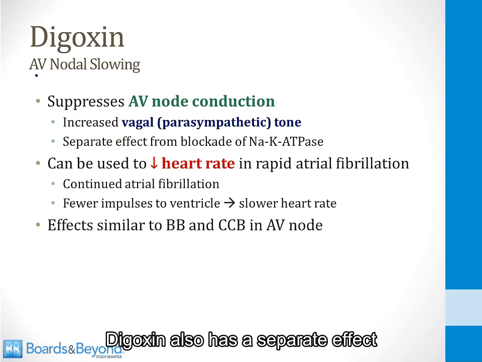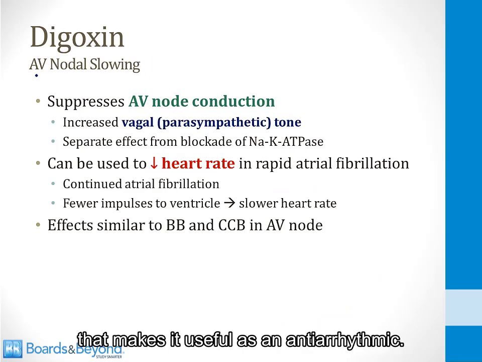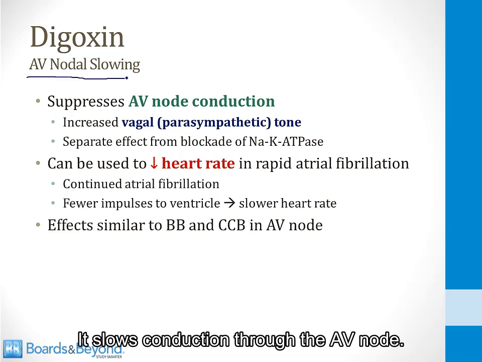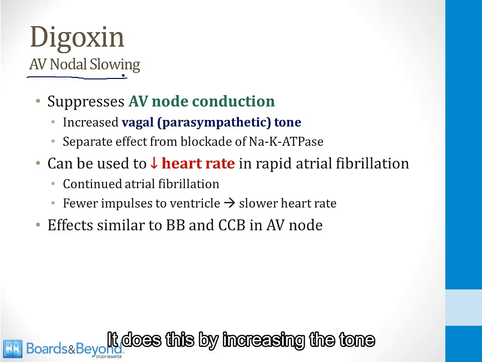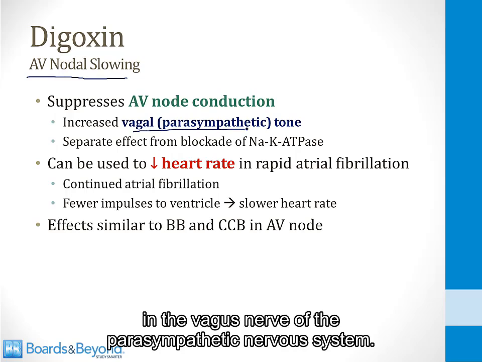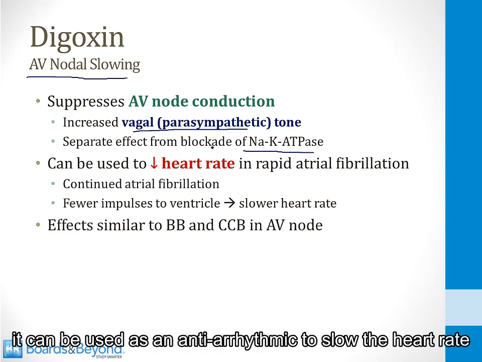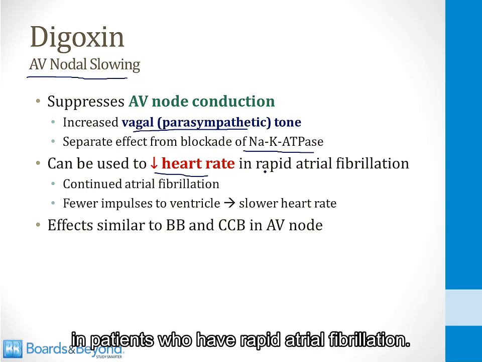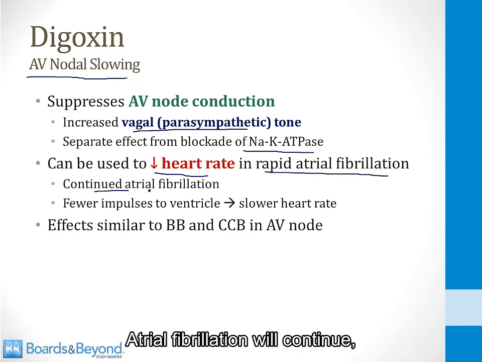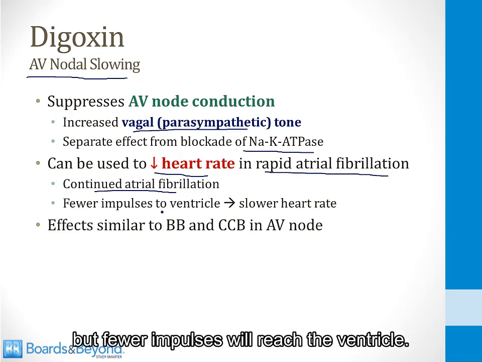Digoxin also has a separate effect that makes it useful as an antiarrhythmic. It slows conduction through the AV node. It does this by increasing the tone in the vagus nerve of the parasympathetic nervous system. This is a separate effect from blockade of the sodium-potassium ATPase. Because of this effect, it can be used as an antiarrhythmic to slow the heart rate in patients who have rapid atrial fibrillation. Atrial fibrillation will continue, but fewer impulses will reach the ventricle.